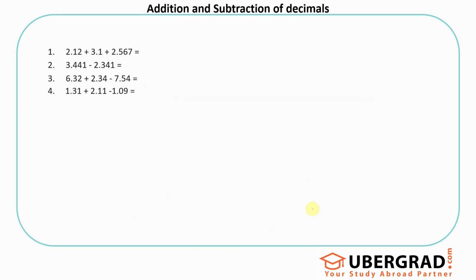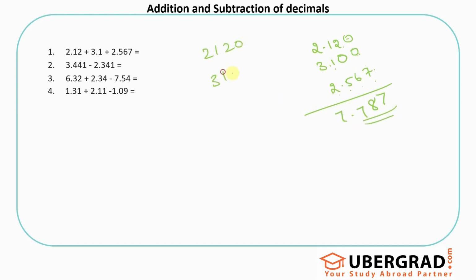So now, how to add and subtract decimals? These are pretty simple. If I ask you this 2.12, 3.1 is nothing but 3.10. That's an interpretation you should have in decimals, and 2.567. Here again there is no third decimal place, so you can assume it to be 0. So 0 plus 0 plus 7 is 7, 2 plus 6 is 8, 1 plus 1 plus 5 is 7, and 2 plus 3 plus 2 is 7. That's how you do the normal number addition. If I say what is the addition of 2120, 3100, 2567, you get the answer as 7787.